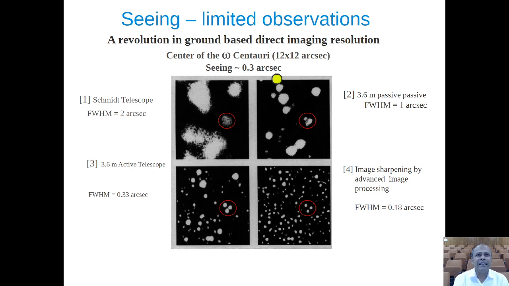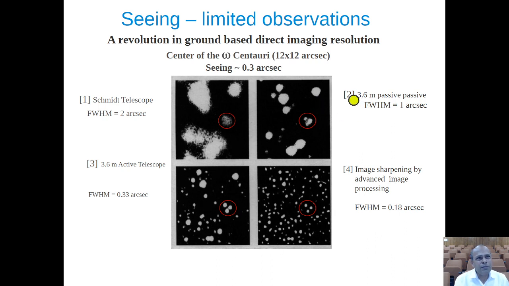So what we see here, we have taken an astronomical site where the typical seeing which we achieve is 0.3 arc second. So this is the first picture. This is a 12 arc second by 12 arc second picture of Omega Cen, the center of a globular cluster. And so you see with the Schmidt telescope, you can get an FWHM of 2 arc second. So you can see your seeing degradation is much less, but FWHM is basically the image degradation by optics and telescope alignment errors. This red circle shows how the image looks.